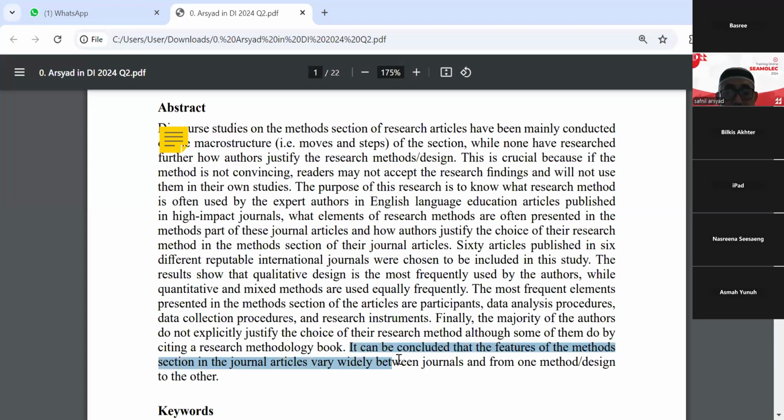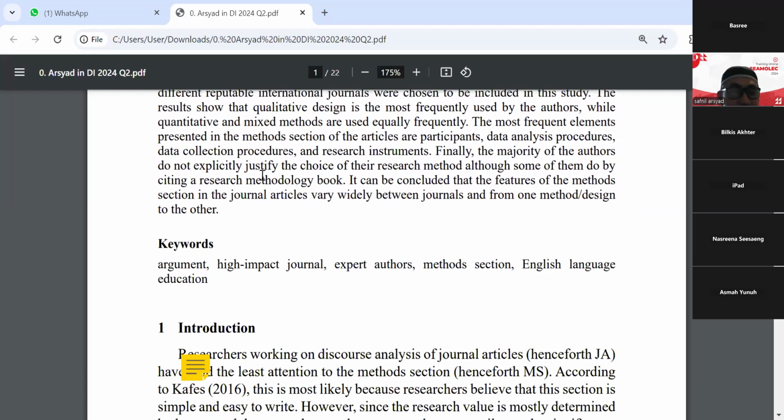Then finally, it can be concluded. So this is move 5 or the conclusion move in this abstract. So there are 5 moves in this abstract, and the longest one, as you can see here, is move 4, the result or the finding. And the first 2 or 3 sentences are also very important because these are the first sentences read by the readers.